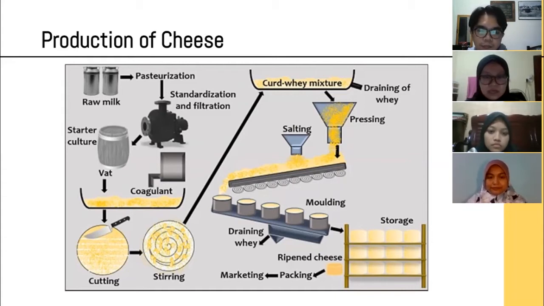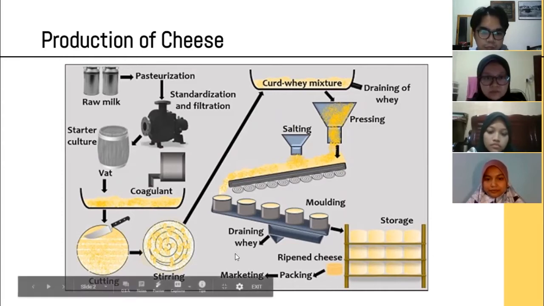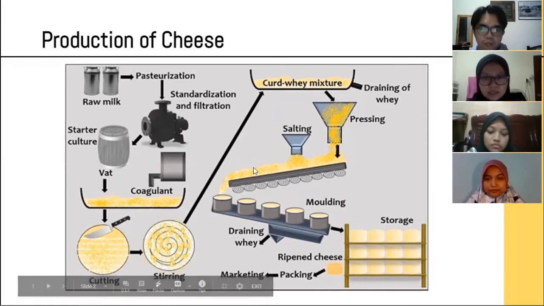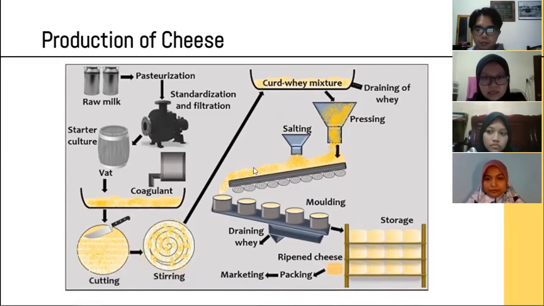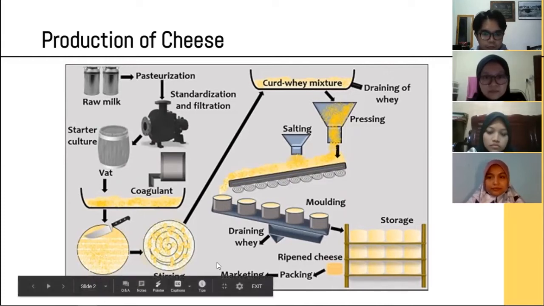And next process is draining the whey. After cooking the whey curd mixture, drain out the whey from the vat. The curd obtained after the removal of whey appears as a knitted mat. The knitting of curd is a step which contributes to the texture by modifying the curd particles to adhere by producing a compact mass of cheese. In this step is where the whey wastewater is obtained.